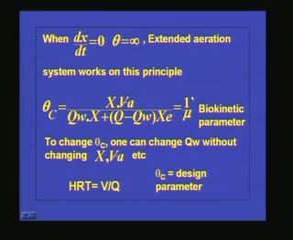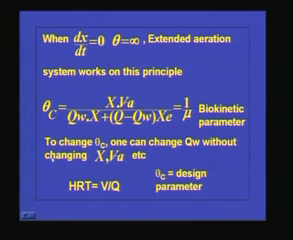Specific growth rate is nothing but the growth taking place per unit biomass, that is (dx/dt)/x. So theta c is nothing but 1/mu. So if you know the specific growth rate of the system, we can find out what the theta c of the system is.